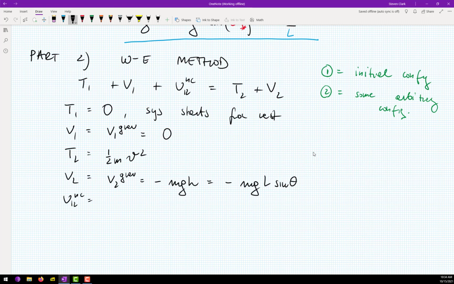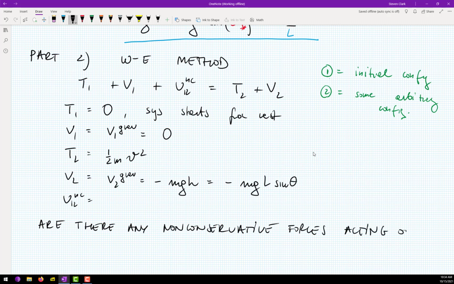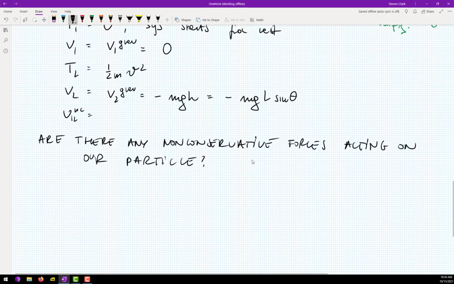Thanks to Sanam, we have 80% of the problem done. Let's go for the final 20%. Are there any non-conservative forces acting on our system? John? Yep, it will be tension. So it will be U12 of T.